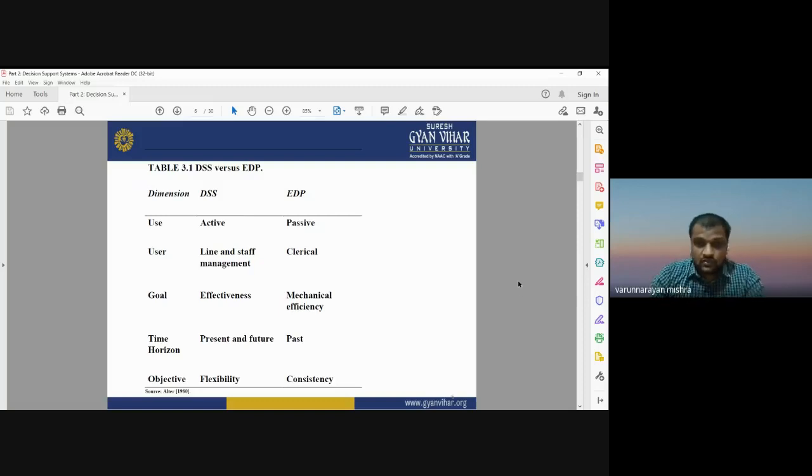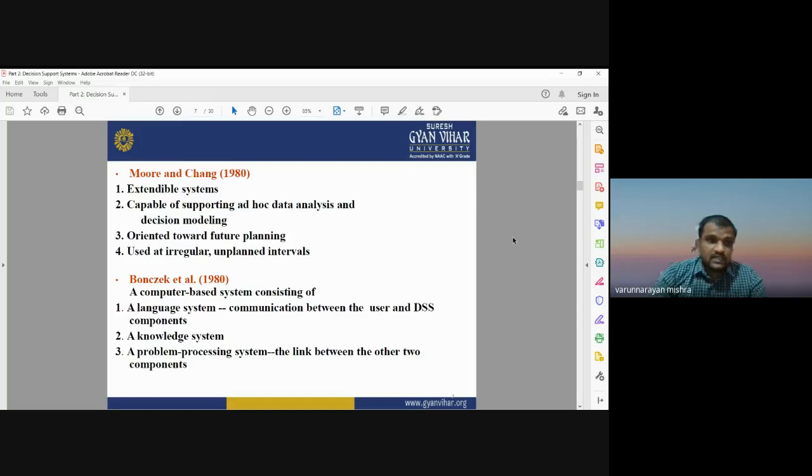Okay, so now we are going to the next slide. So Moore and Chang also gave a definition about DSS. DSS is a kind of extendable system. It is capable of supporting ad hoc data analysis and decision modeling. If you are having a large number of data sets and you don't know how to process that data and take any decision, this decision support system provides you the facility, supports you to perform any data analysis and make any decision. It is oriented towards the future planning.